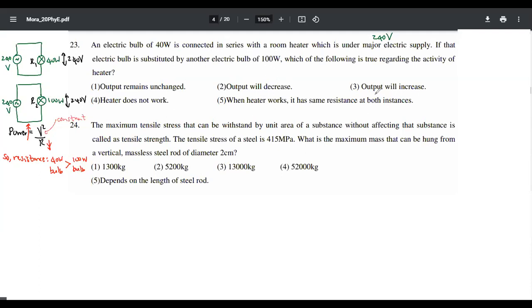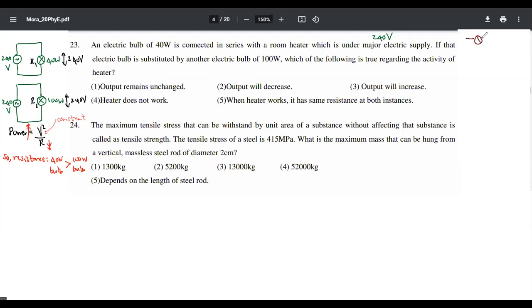Now, what is going to happen? Now let's go back to the question, people. I just wanted to explain the difference between a 40 watt bulb and a 100 watt bulb. I hope you understood it. Wherever the power is high, resistance will be less. Now, again, let's go for the same concept.